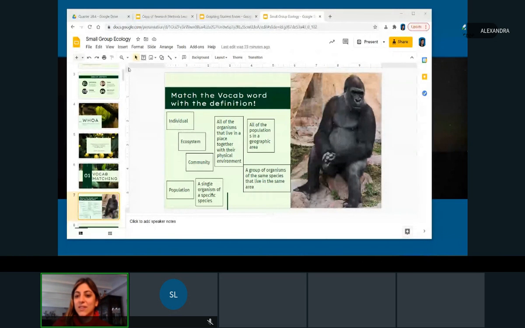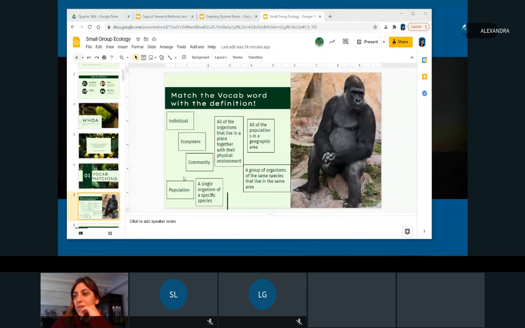Hi, Logan. Thank you so much for joining. I just put a link to this slideshow, and we are going to start our lesson today by practicing the vocabulary and matching it to its vocabulary word. So go ahead and click on that link. And then go to slide 7.